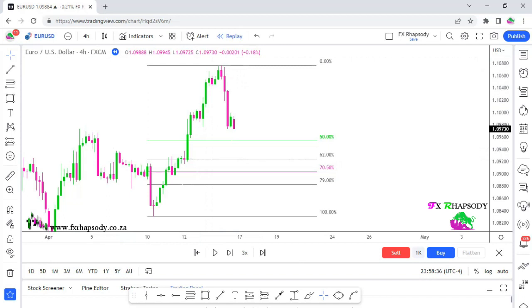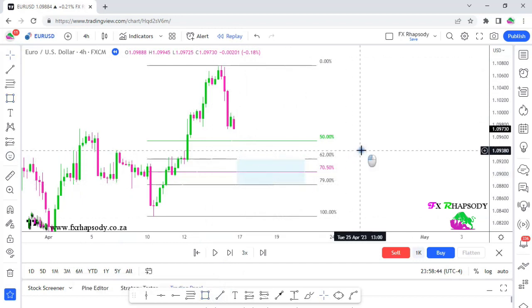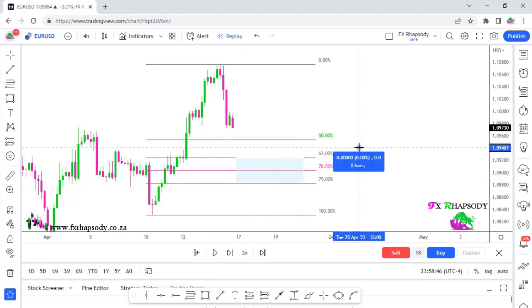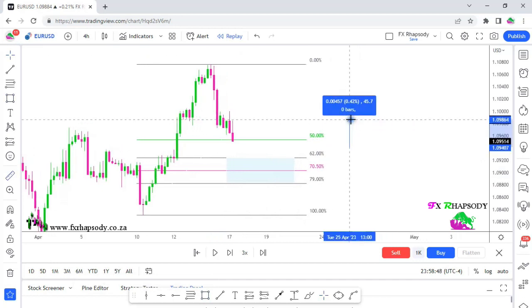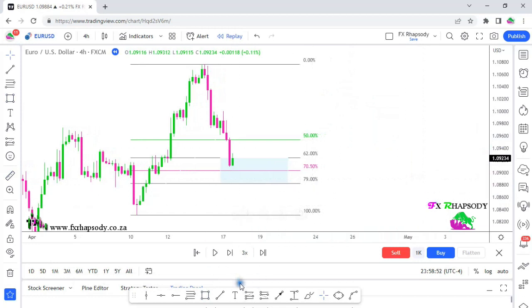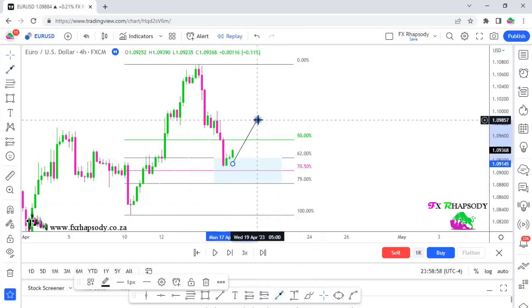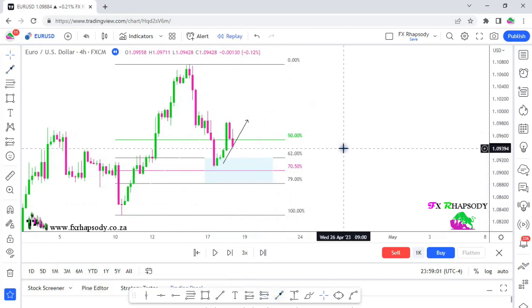And then what we do is we just want to see price returning back or retracing back to this area between the 62 and the 79%. That's the area we're focusing on, and we want to see price going down there. So obviously if price went there, that is where you place your buy entry. And as you can see, price just started moving up. That's the area that we're wanting to look at.